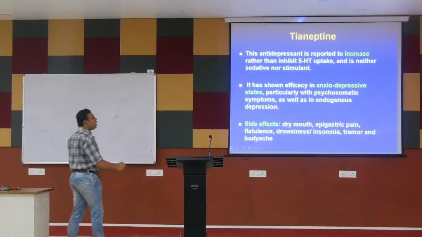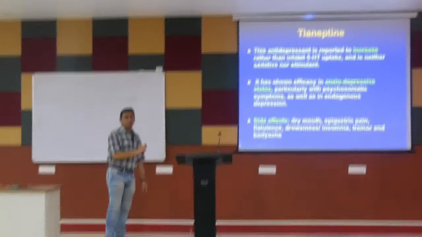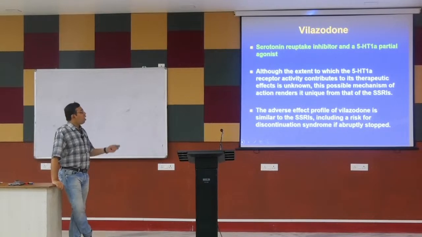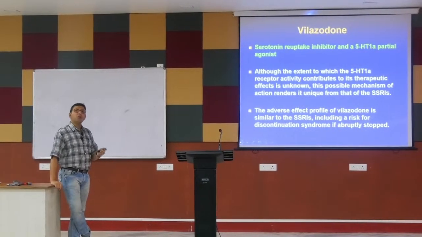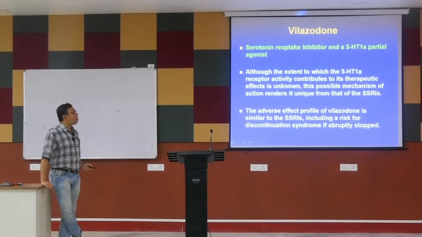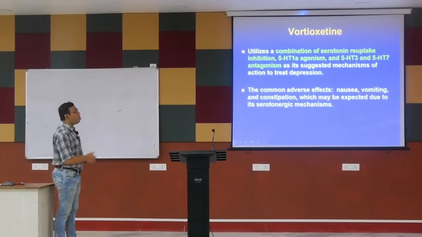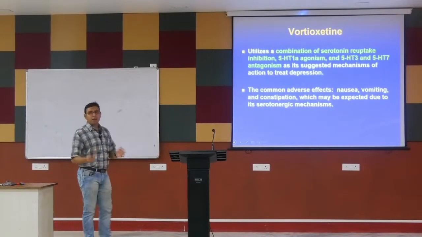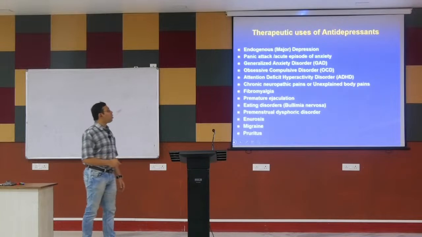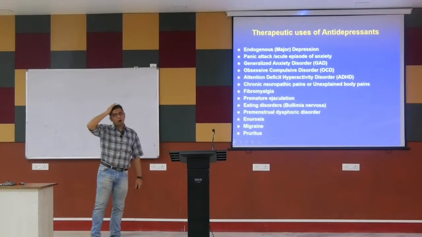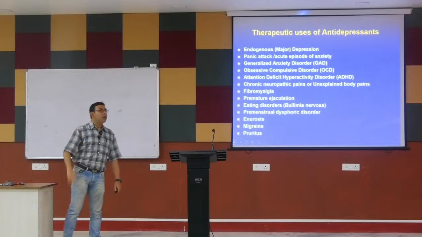Tianeptine is used mainly in the anxiodepressive disorder. Just remember the name, details are not required. Vilazodone is a newer one, used similar to the SSRIs. Vortioxetine, just remember the name, is another newer one because the side effects are lesser and it is used in similar types of cases. So these are the therapeutic uses of the antidepressants that we are discussing.